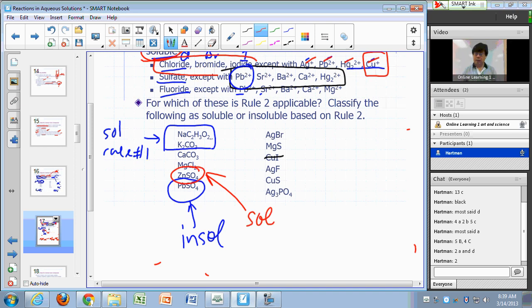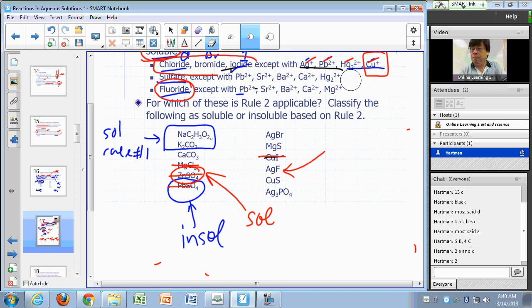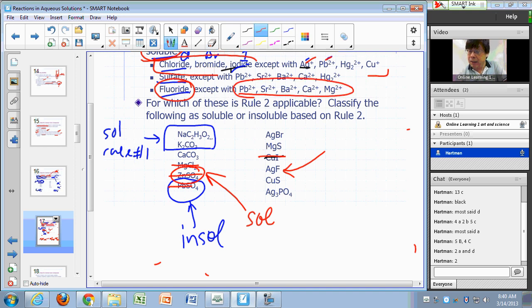Okay, and so that's rule number 2, which applies to sulfates, chlorides, bromides, iodides, and fluorides. So you got your chloride and iodide taken care of, your sulfate taken care of. What else do we look for? We look for a fluoride. We've got one fluoride right here, AgF. Is that soluble or insoluble? That would generally be soluble unless it's in combination with any of these, but that's in combination with silver, so silver fluoride we say is soluble. Okay? So that's application of rule number 2.